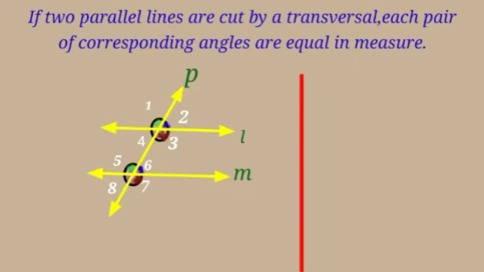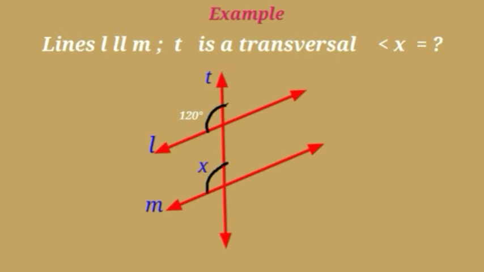First one, if two parallel lines are cut by a transversal, each pair of corresponding angles are equal in measure. Here the corresponding angles are angle 1 equal to angle 5, angle 2 equal to angle 6, angle 4 is equal to angle 8, angle 3 is equal to angle 7. That means when a transversal intersects two parallel lines, each pair of corresponding angles are equal.